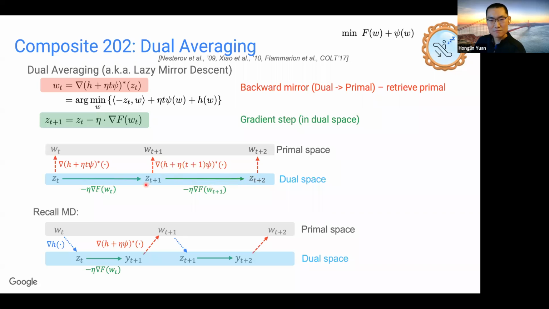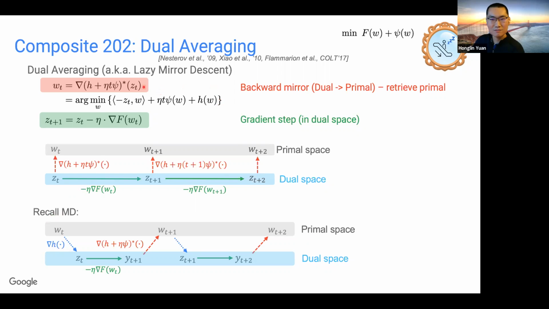So here's a diagram. You start from the dual state ZT, you map it back, and you add it back to get ZT plus 1. So this ZT plus 1, ZT plus 2 is somewhat more straightforward, and this significantly simplifies the problem. And as we will see, it also improves empirical performance. This is also known as lazy mirror descent. If you see this icon, it's like you just reduce this forward mirror step. And I think that's the reason that people call it lazy mirror descent.